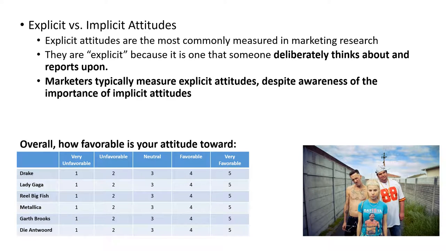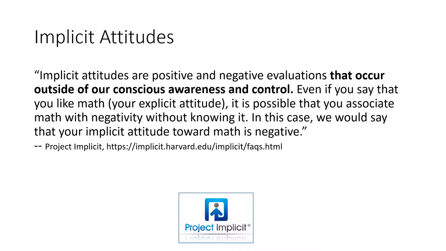Here's another example of an explicit attitude measurement, simply asking people their attitude towards six different bands. But implicit attitudes are different. From the Project Implicit website at Harvard, implicit attitudes are the positive and negative evaluations that occur outside of our conscious awareness and control. And they provide a nice example. Even if you say that you like math, which is your explicit attitude, you say you're favorable towards it, it's entirely possible that you might associate math with negativity and not even know it. In this case, you would say that your implicit attitude towards math is negative.